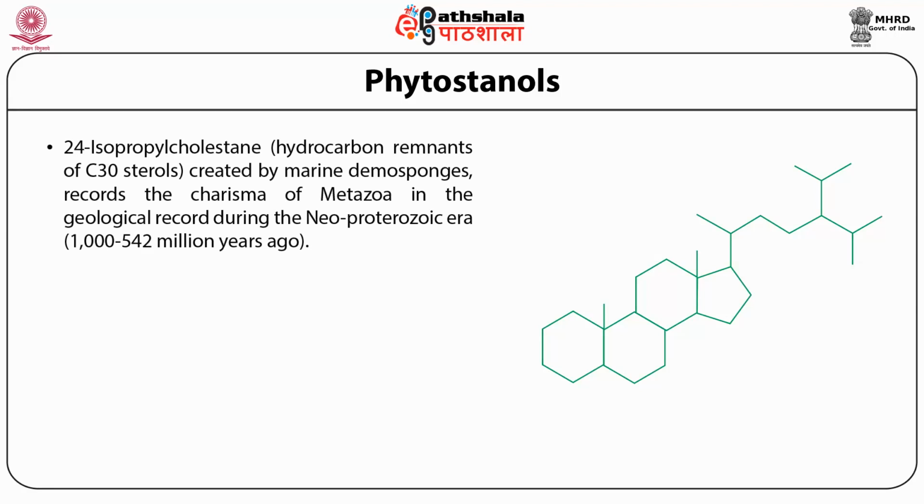The marine demosponges created 24-isopropyl cholestane, which is a hydrocarbon remnant of C30 sterol, accounting for the metazoan presence in the geological records during the Neoproterozoic era.